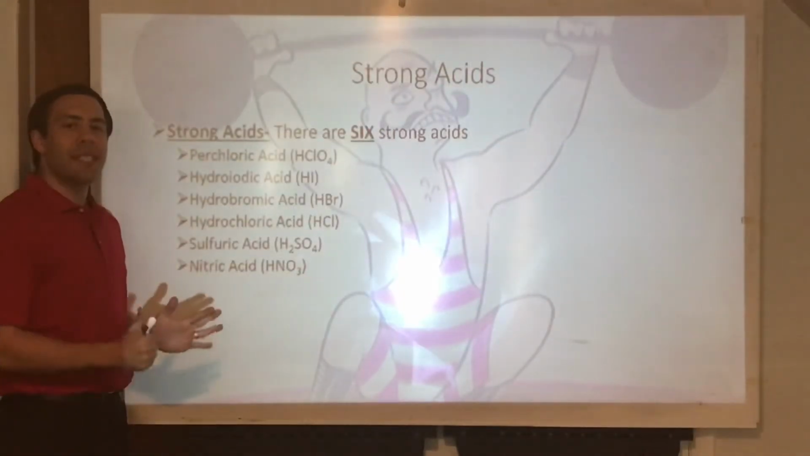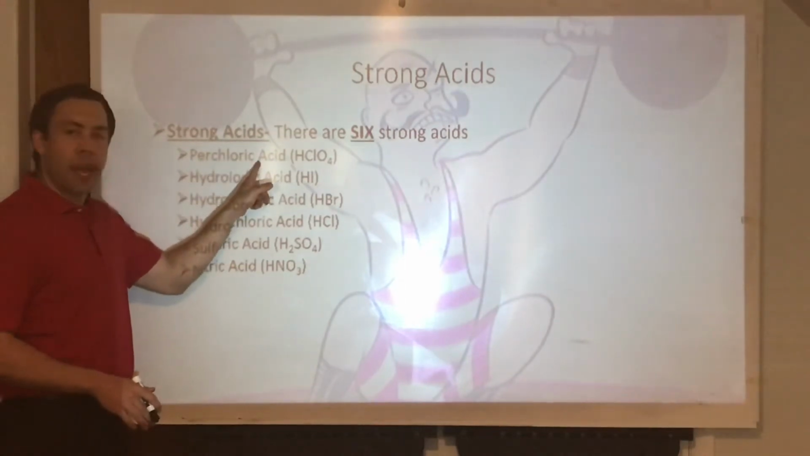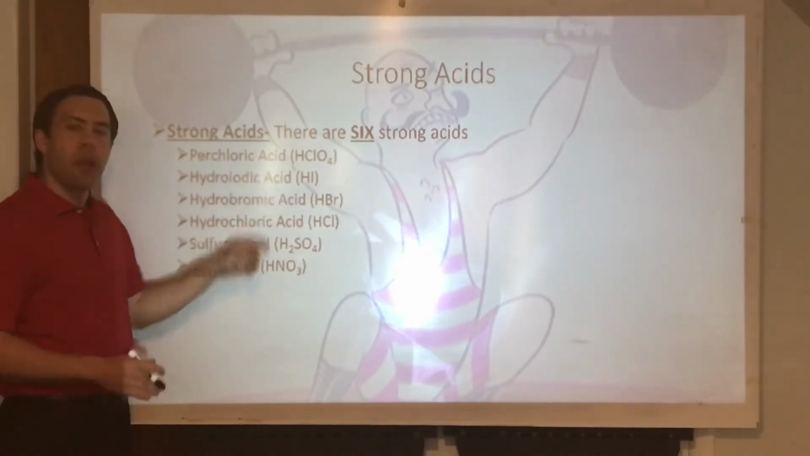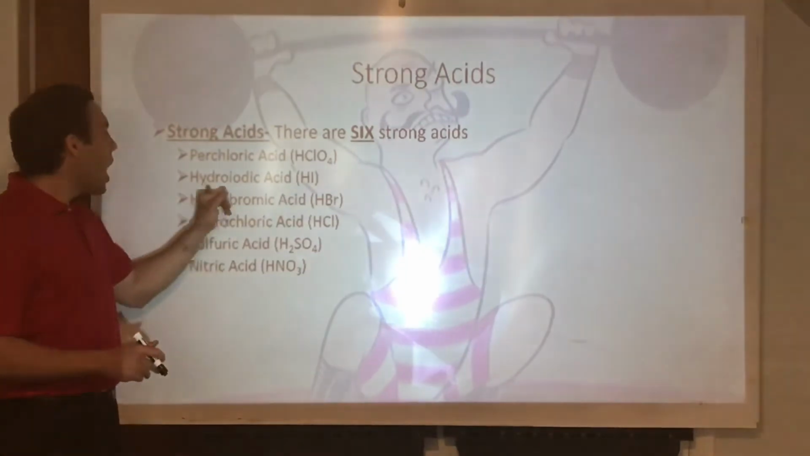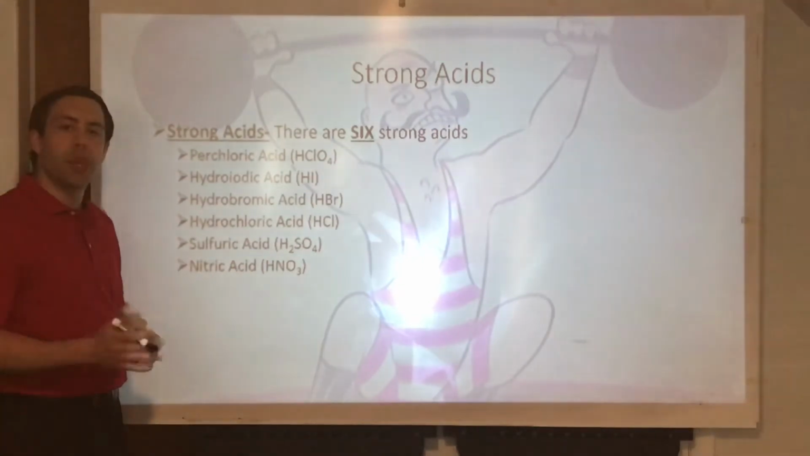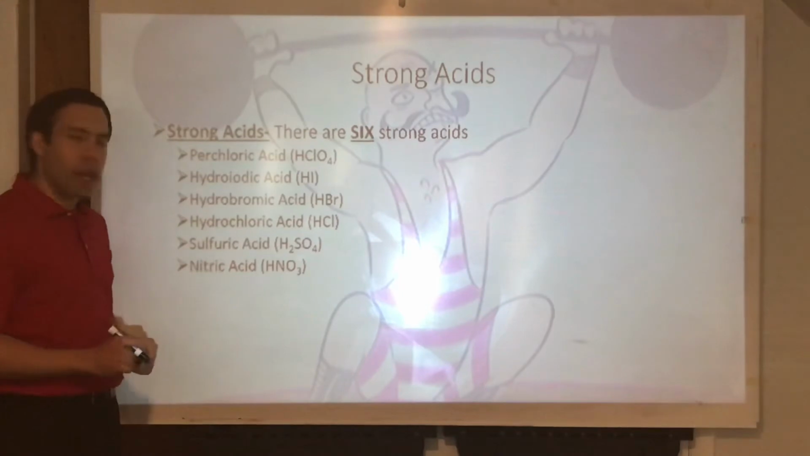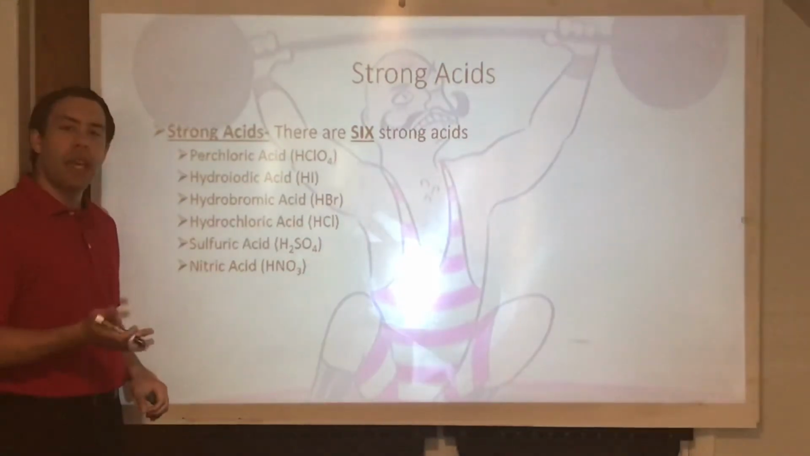There are 6 different strong acids. They are perchloric acid, which is HClO4. That's the acid we just wrote the dissociation constant for. Hydroiodic acid, HI. Hydrobromic acid, HBr. Hydrochloric acid, HCl. Sulfuric acid, H2SO4. And nitric acid, HNO3.